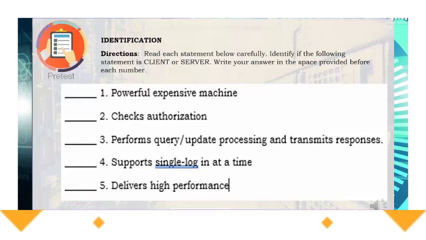Okay, let us check. Please be honest in checking your own paper. Number 1, is it client or server? Yes, it's server. Number 2, server again. Next, number 3, again, it's server. Number 4, is it server again? No, it's client. And number 5, server. So, if you got the perfect score, then very good. If not, don't worry.